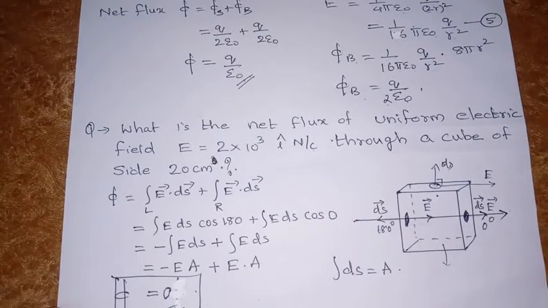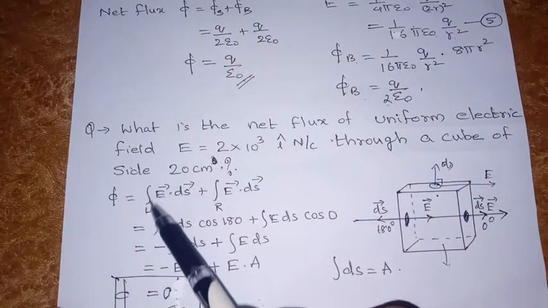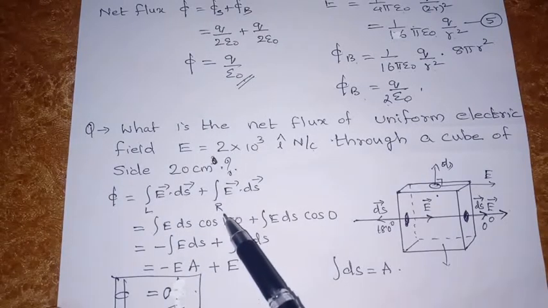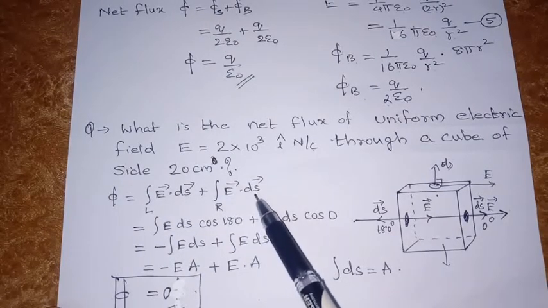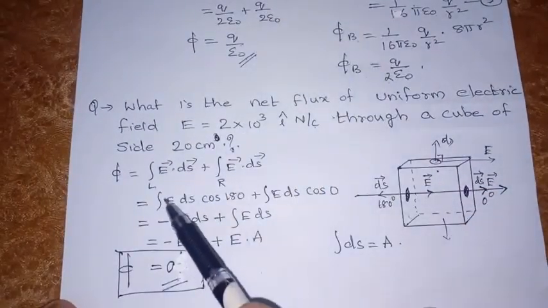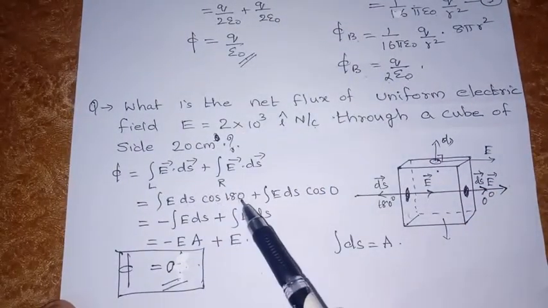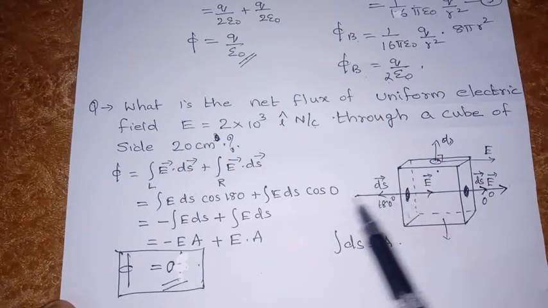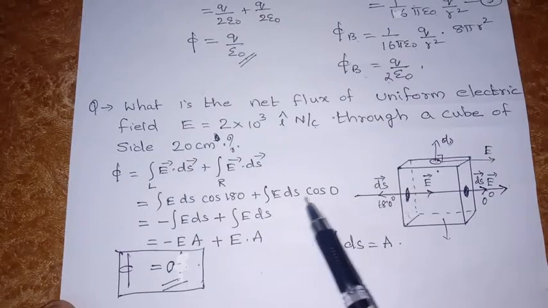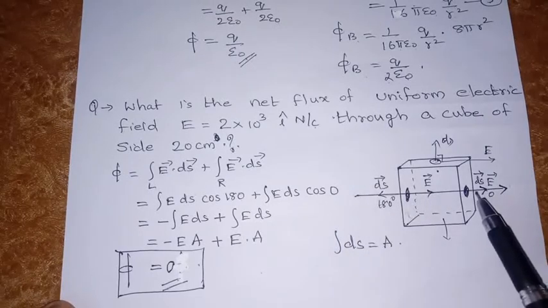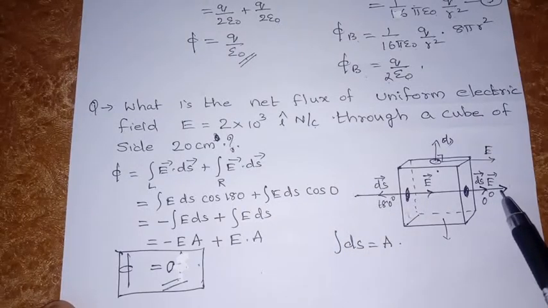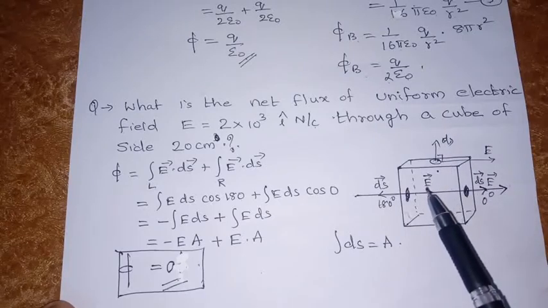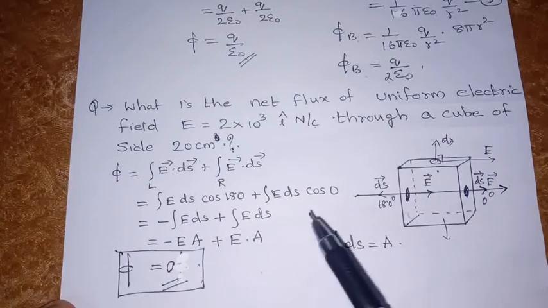Now the total flux can be written as phi is equal to integral left surface E dot dS plus integral right surface E dot dS. Expanding, integral E dS cos of 180, because angle between E and dS on the left surface is 180, plus integral E dS cos of 0, because angle between E and dS on the right surface is 0. All other surfaces, electric field and area vector are perpendicular, that will not contribute to the flux.